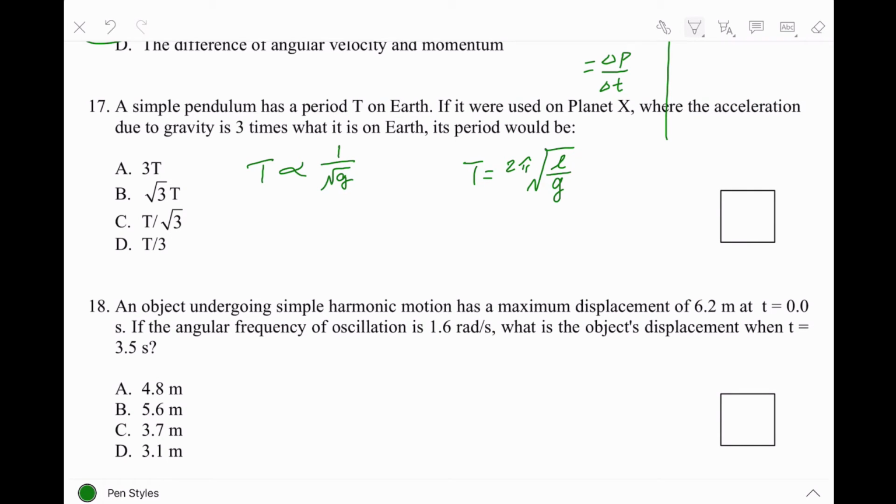Alternatively, you can say the period multiplied by square root of g is a constant. It doesn't matter which way you say it. Now, if the gravity is 3 times, so the new g is 3g, the new period is 1 over square root 3. So this is C.